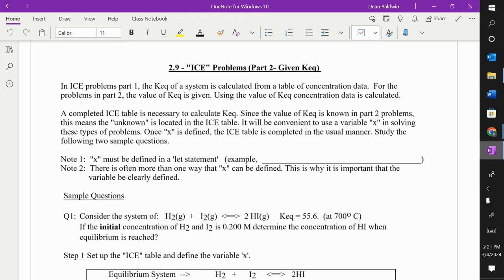So in ICE tables part 1, I gave you all the concentrations, and you just had to calculate the KEQ expression, which is products over reactants. In this part, you'll get the KEQ, but you don't get all the concentrations. Okay?